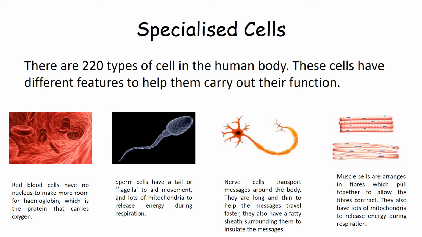Then we have muscle cells, which are arranged in fibers, which pull together to allow the fibers to contract. Now, because their main purpose is movement, they also have lots of mitochondria to release energy during respiration.